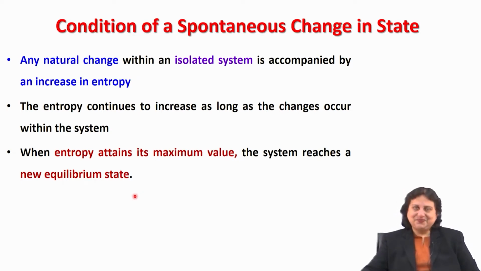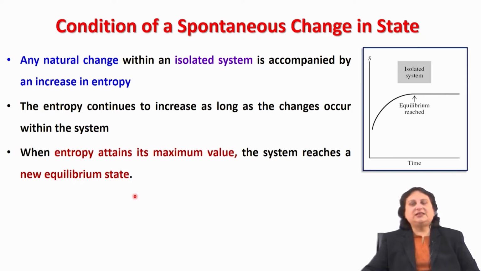So, we have seen this picture where if this is your initial equilibrium state and you are asking the system to undergo a change in state, it will spontaneously always go towards the direction where the entropy is increasing, and the change will be arrested when it has reached the maximum value of entropy under the given condition.